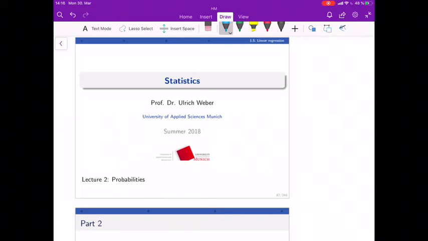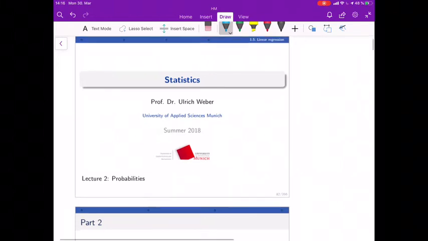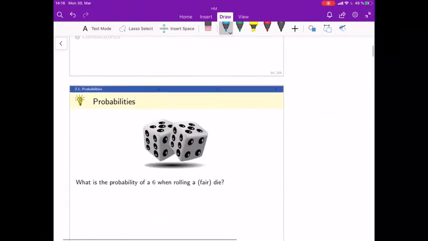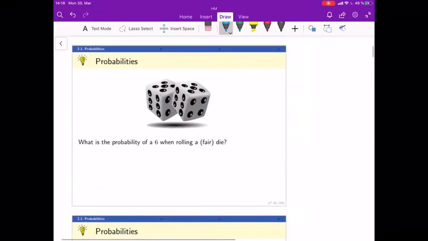Today we're going to talk about probabilities because last time we just looked at how to analyze data. If we want to go further and think about probability models that produce the data that we saw, for example, we have to learn about probabilities first. So this is our first topic for today.